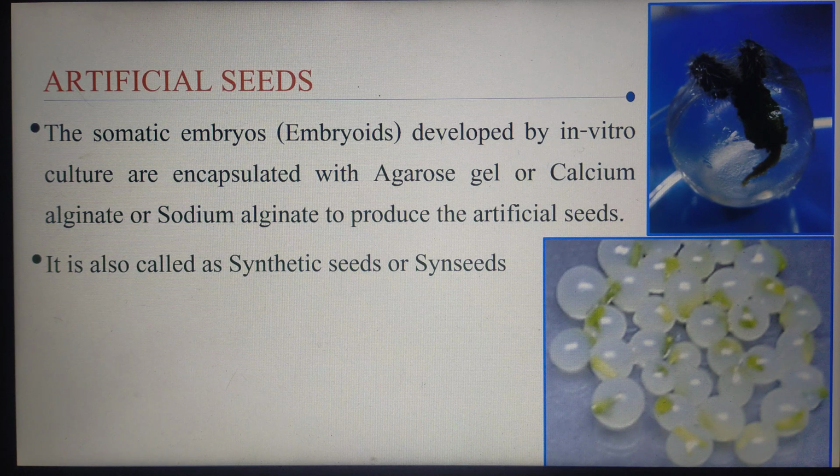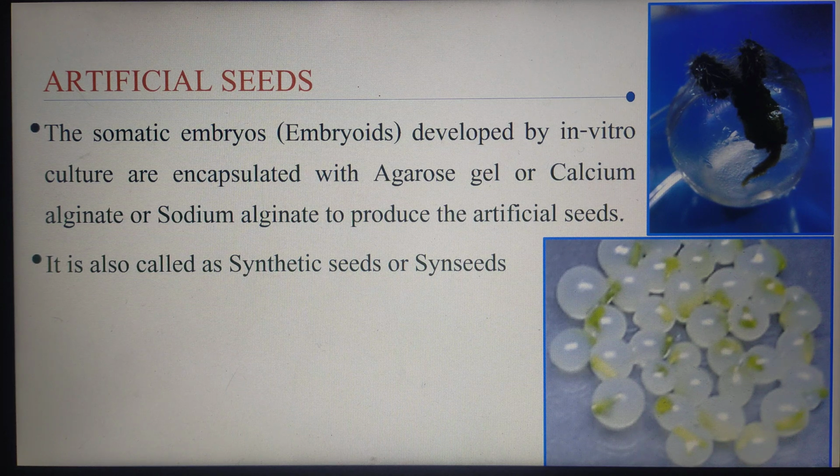The somatic embryos, which are also called embryoids, developed by in vitro culture, are encapsulated, right? So the young embryos developed from callus, by plant tissue culture or somatic embryogenesis, are covered with chemical substances called sodium alginate, agarose gel or calcium alginate. These are fluid-like, and when we immerse the small embryoids in that jelly, it covers the entire embryo and looks like a small seed-like structure, right?